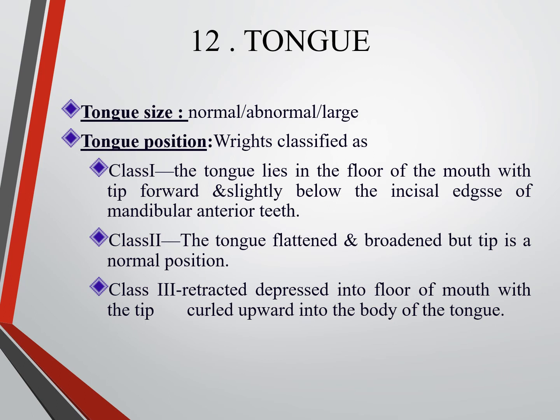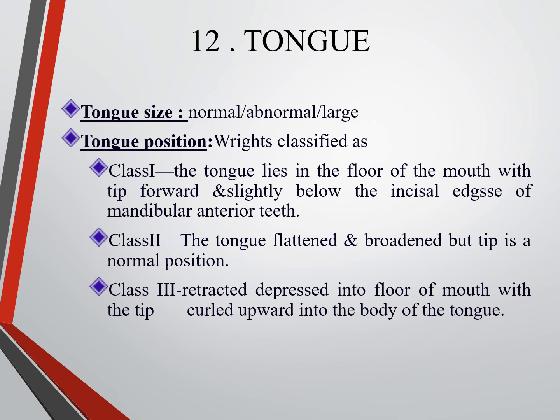Then in a class 2 condition, the tongue is more flat and broader, because of the absence of teeth, the tongue tends to grow into that edentulous space and become slightly broader, but usually the tip of the tongue is again back in the normal position. That is where the lingual surface of the lower incisors is.